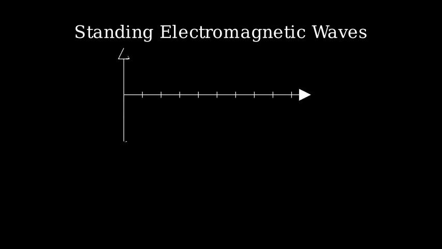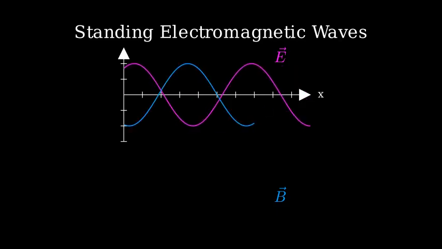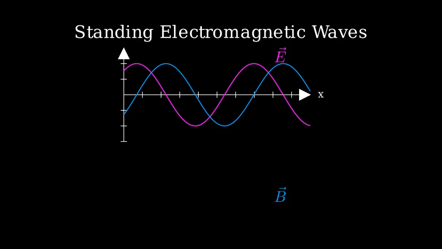An electromagnetic wave consists of oscillating electric and magnetic fields that are perpendicular to each other and to the direction of propagation. The electric field, which we'll show in pink, oscillates in one direction, while the magnetic field, which we'll show in blue, oscillates perpendicular to it. These fields propagate through space at the speed of light, carrying energy as they go.